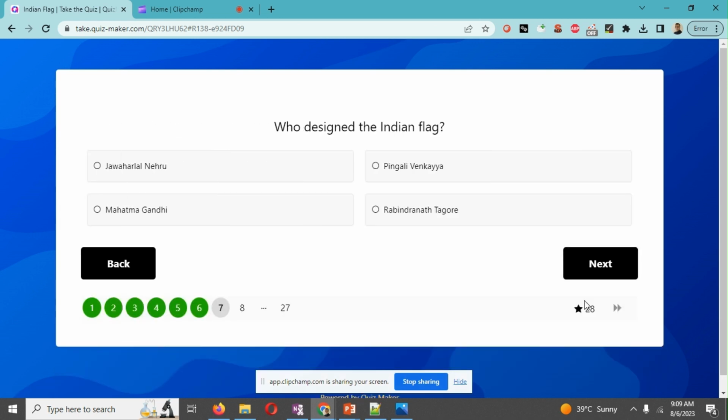Who designed the Indian flag? Very, very important question. Who designed the Indian flag? And the correct answer is Mr. Pingali Venkayya. He is the one who designed our Indian flag.